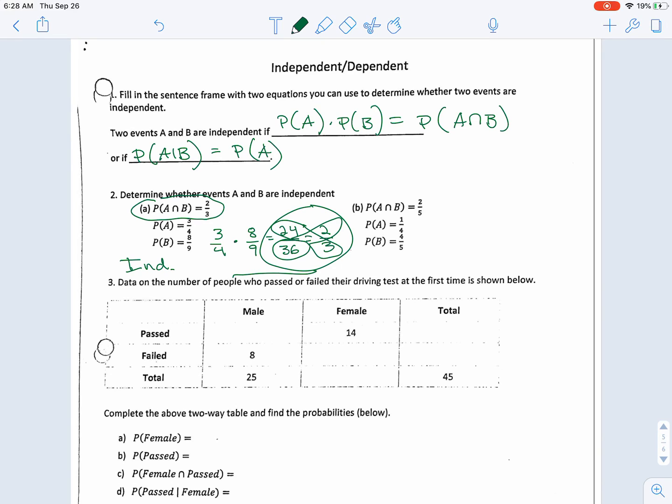All right, I'm going to do that again. The probability of A times the probability of B needs to equal this. 4/20 reduces to 1/5, not 2/5. So this is dependent. So we have independent and we have dependent.